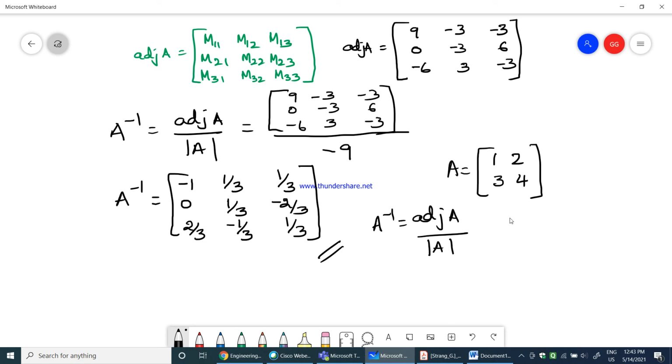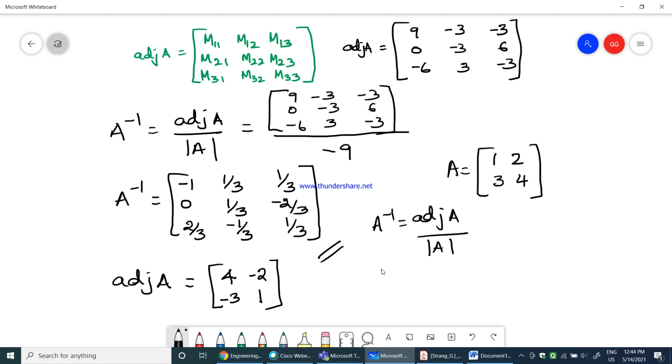So what we do here is, in finding out the adjoint of A for the 2 cross 2 matrix, we will interchange the diagonal elements and change the polarity of these two elements. Okay, so adjoint of A would be equal to interchange the diagonal elements. So 4 and 1 is what I change, and change the polarity of these two elements, which becomes minus 2 and minus 3. This is the adjoint of A for any 2 cross 2 matrix.